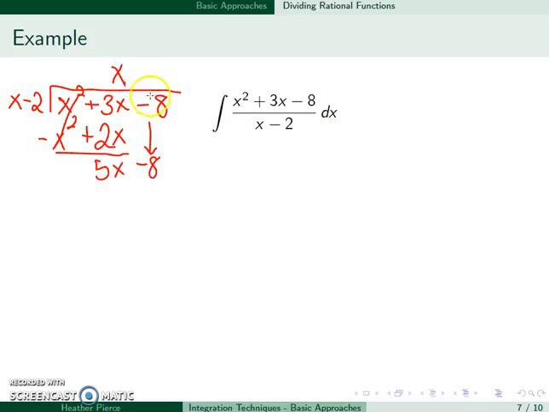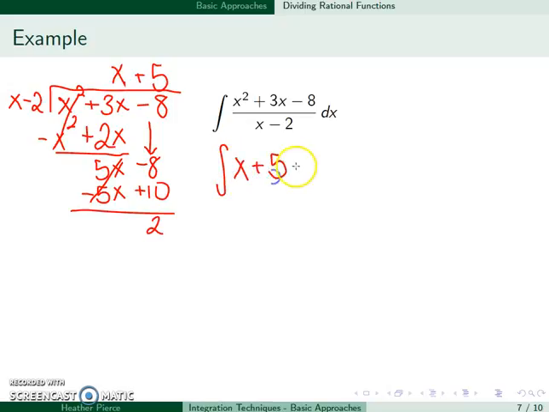x times what is 5x? Well, x times 5. 5 times x is 5x. And 5 times negative 2 is negative 10. And I need to subtract this, so I'll change the sign all the way through. And I get 2. So this is the same thing as the integral of x plus 5 plus 2 over x minus 2 dx.